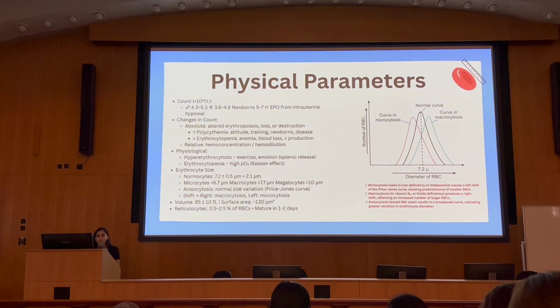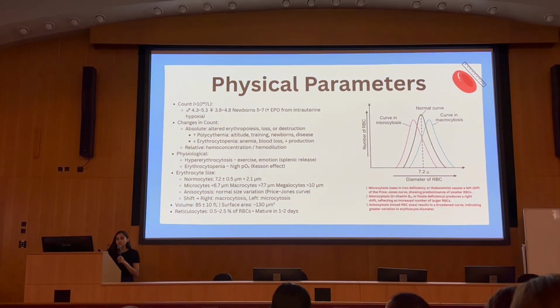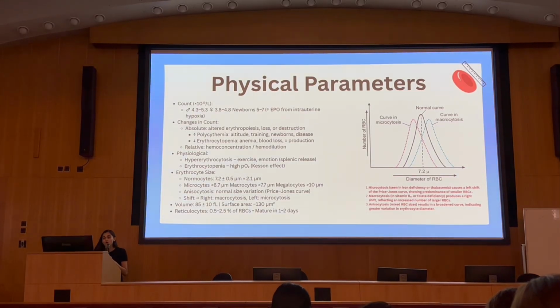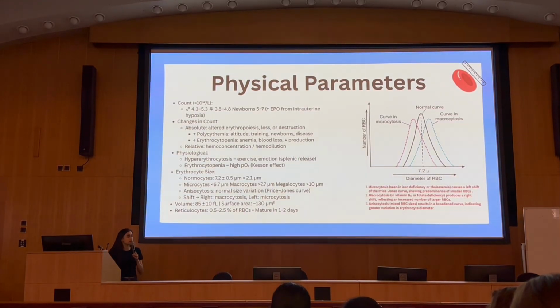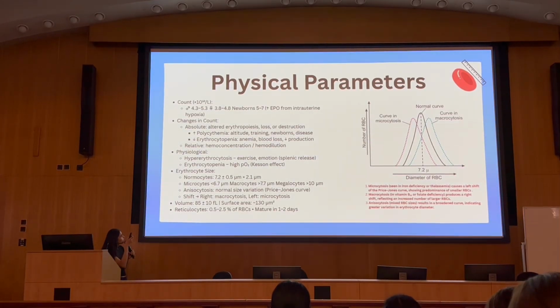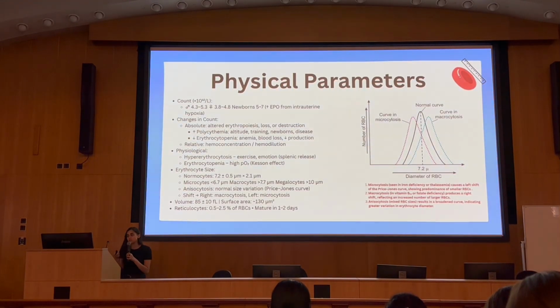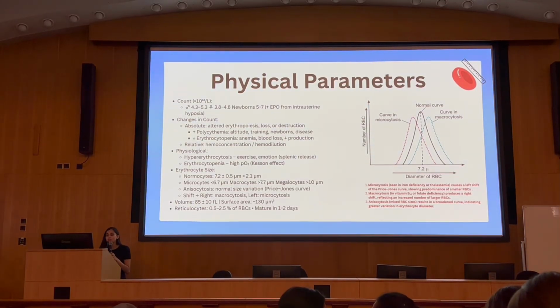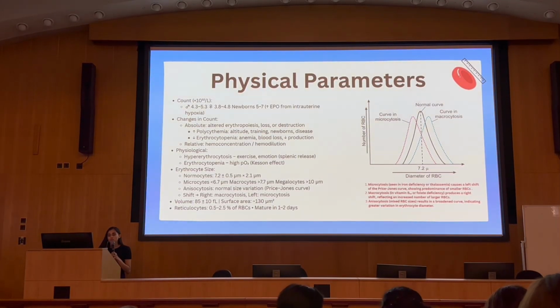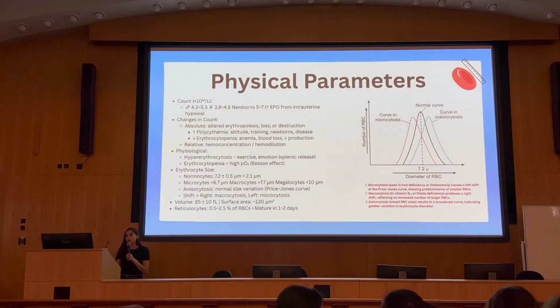Then physiological changes in count, as I explained, altitude or even exercise. Once you start exercising, the body starts preparing for it and it increases the number of RBCs in our body, like it starts producing them. So that's a physiological reason for having more RBCs.